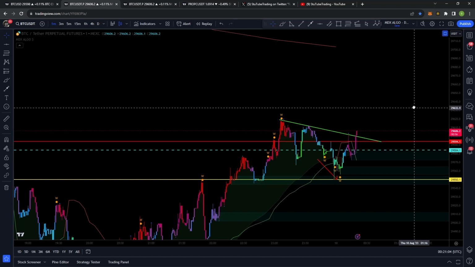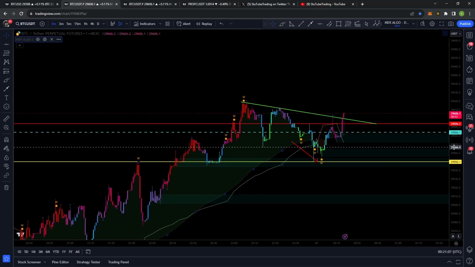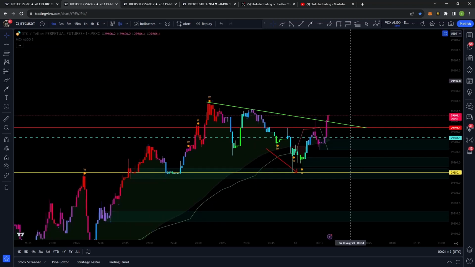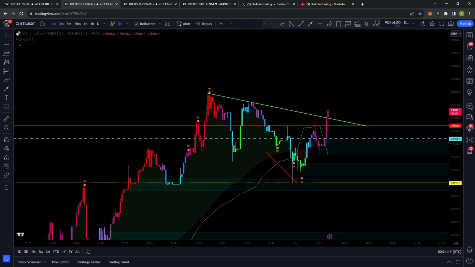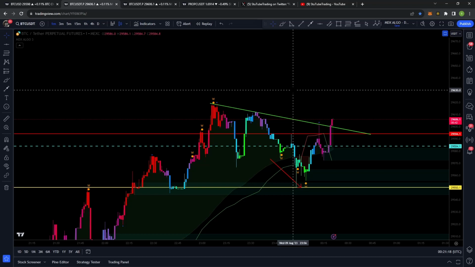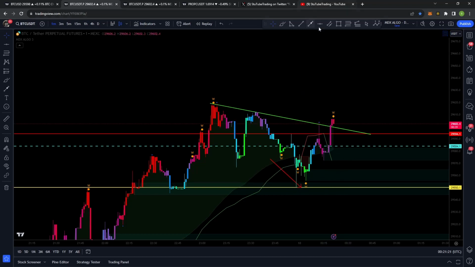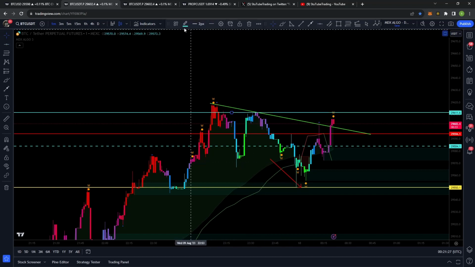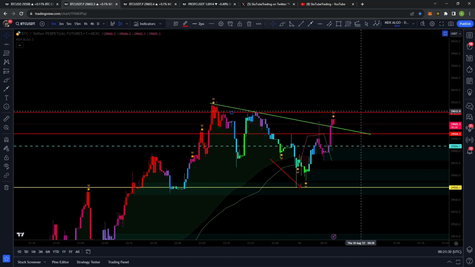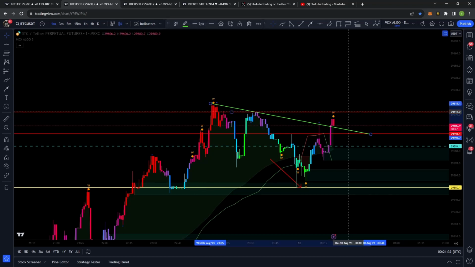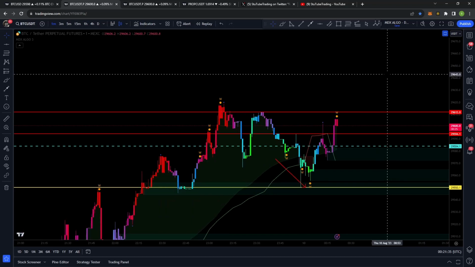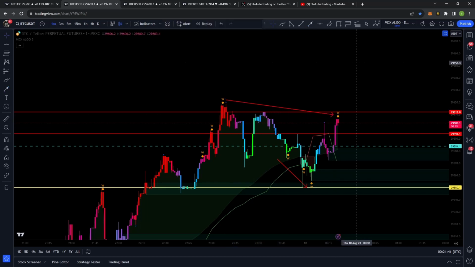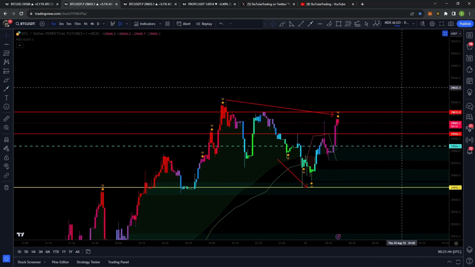Not liking this as far as a short goes. We also broke back above the 5-minute volume weighted moving average. Bigger time frame, so this was our low. Let's see what happens here. Might get that guy. It's still a little early to say, obviously.